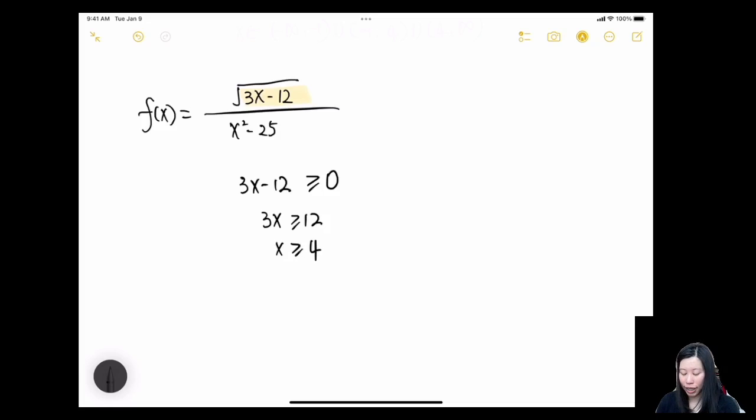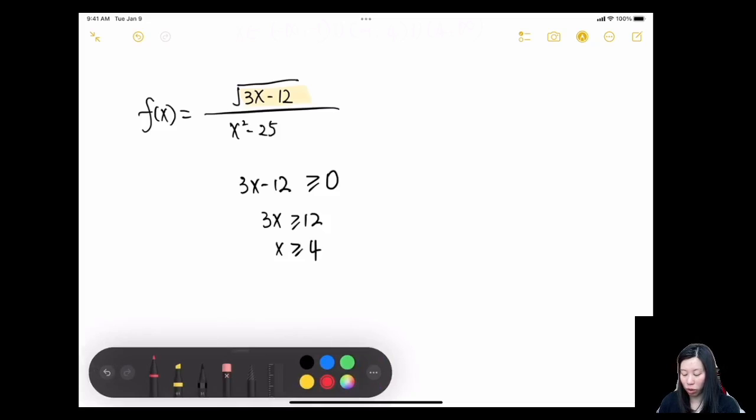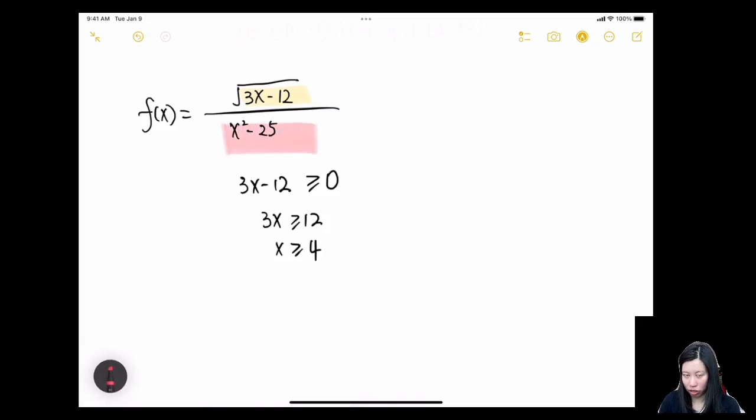And then you also need to be careful about the denominator, this part.